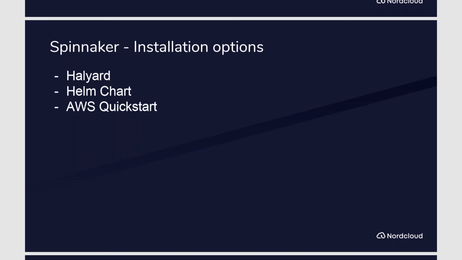Then there is a Helm chart. If someone hasn't heard about Helm charts, Helm is like a package manager for Kubernetes. It's an easy way to provision and start applications on top of Kubernetes. So there is a Helm chart available for Spinnaker. You can also use this if you have a Kubernetes cluster and you want to test Spinnaker.